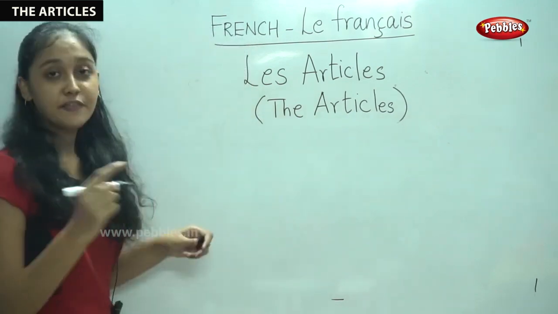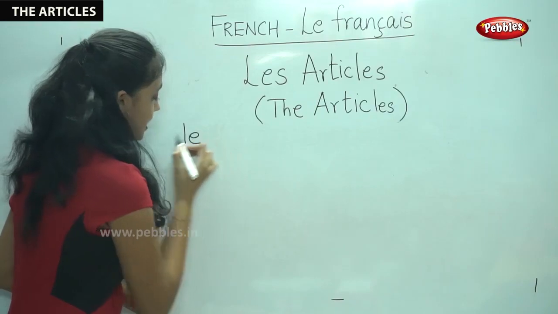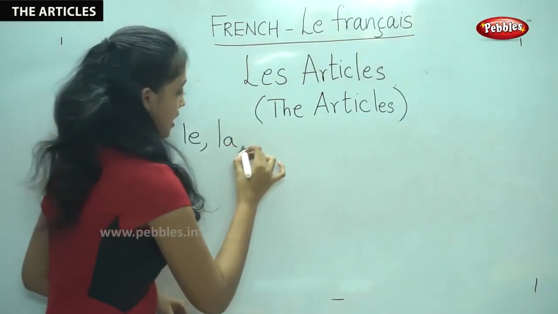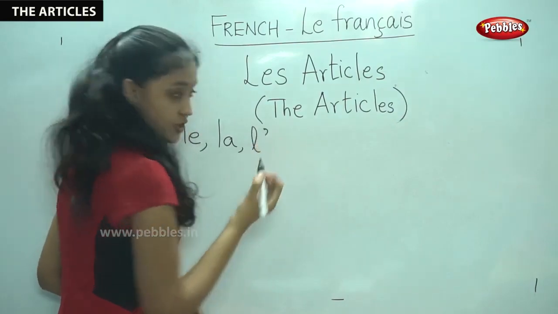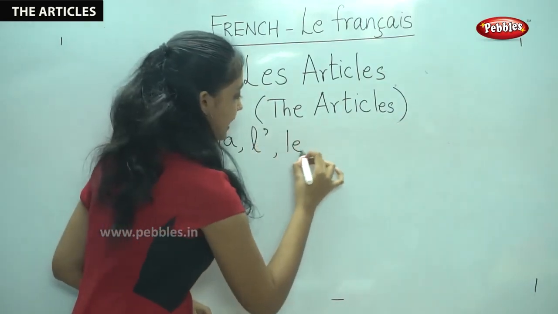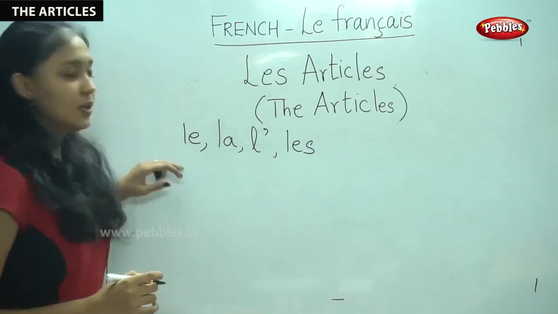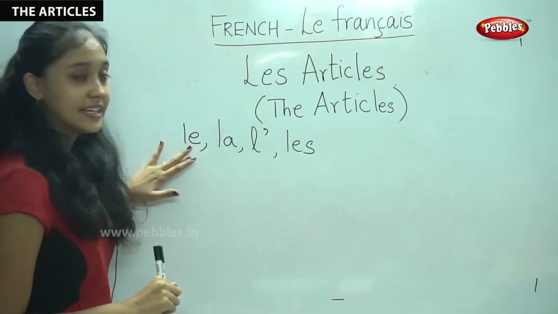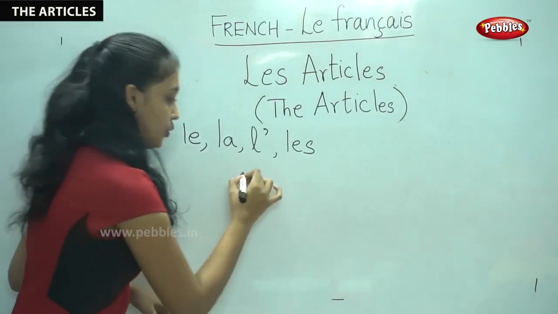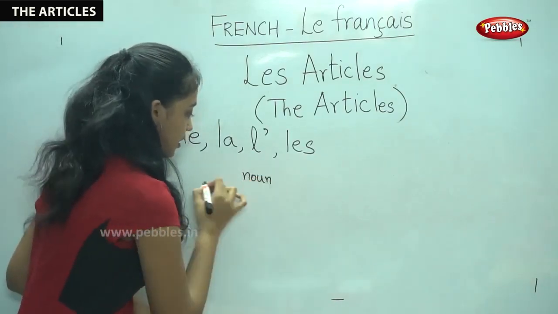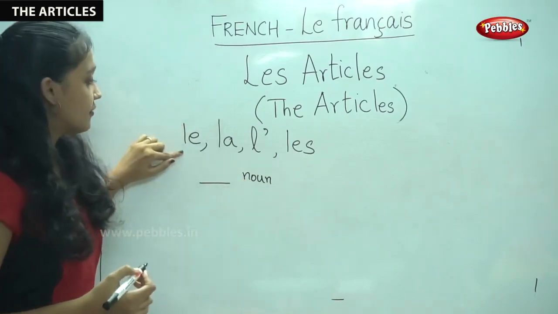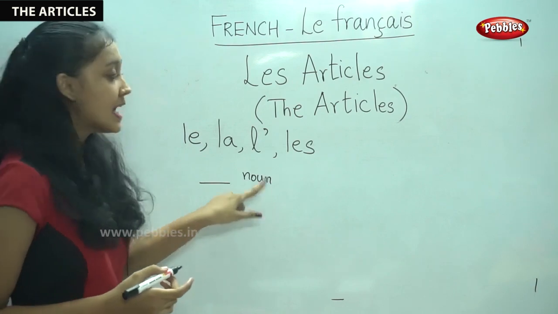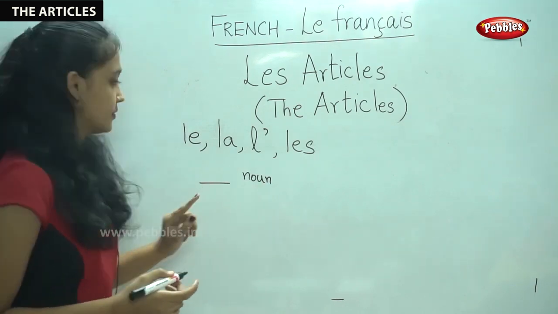Now, let us see the definite article. In French, the definite article is either le, la, l apostrophe or les. So let us see the rules for placing these articles. These articles are placed before a noun. So the article le is placed before a noun which is masculine singular.